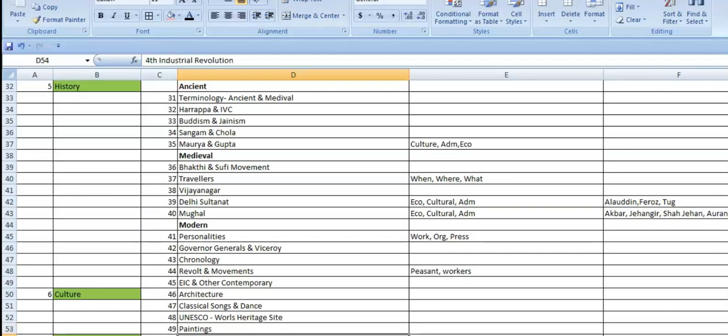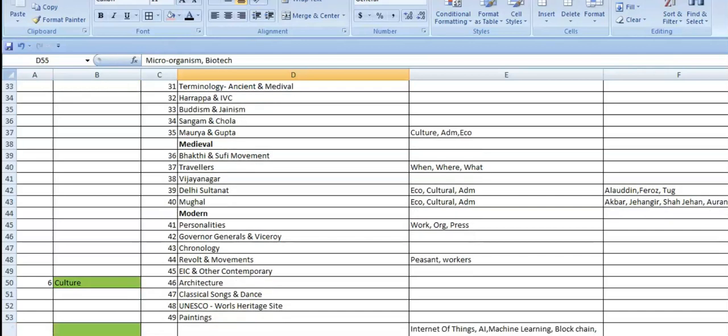Next one is the science and technology part. Now, when it comes to science and technology, basically it is divided after the fourth industrial revolution. Now, when it comes to fourth industrial revolution, you have to concentrate on the Internet of Things, artificial intelligence, machine learning, blockchain, big data. Now there is metaverse. So all these things you have to concentrate on the basic working of these things.